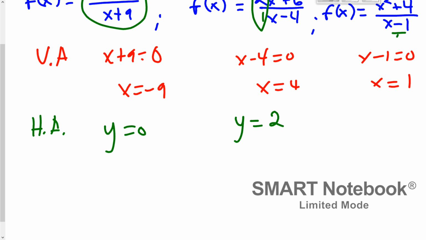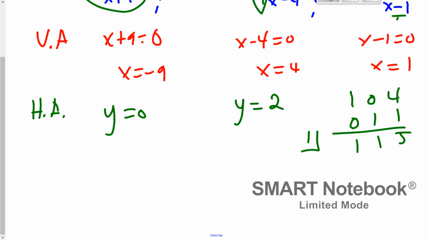Since this bottom is linear, I can go ahead and do synthetic division. So 1, 0, 4. What's going to go in the box is what makes the denominator 0, which would be a positive 1. Run it through. Okay, and then we rewrite that as a polynomial. So y equals x plus 1, and then plus the remainder, right?